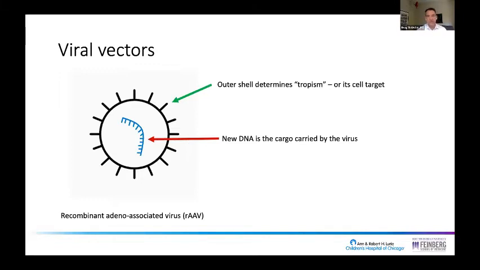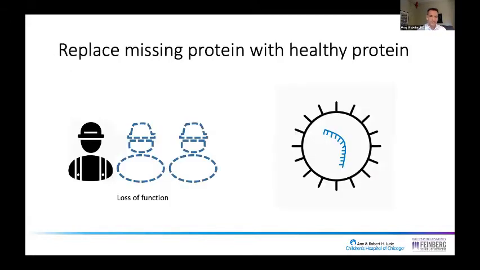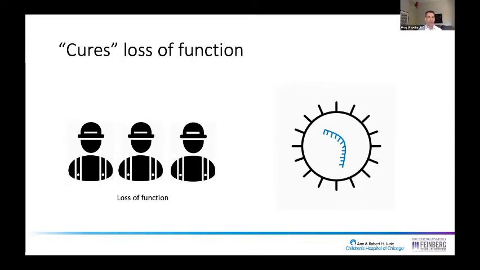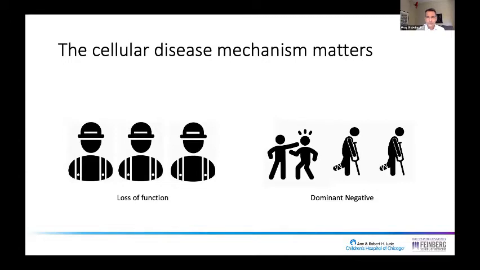Let's take a virus that goes to the heart, let's load it up with some kind of cargo, and then let's deliver it to the heart. So by replacing missing protein with healthy protein, the idea is that you supply more workers and you cure this loss of function. But as we talked about, the cellular disease mechanism matters. So I told you about a way to do a loss of function gene therapy, and that was very successful in mice in this particular example.